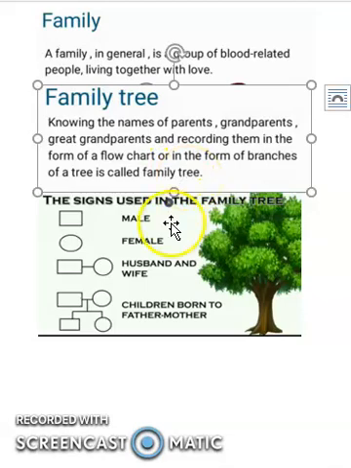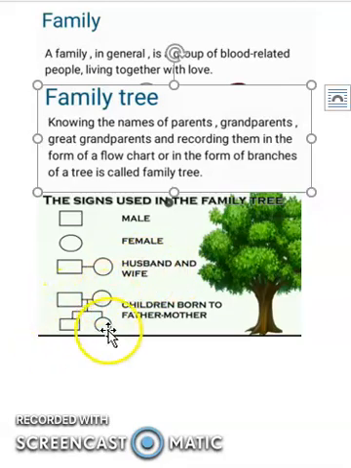Now, I'll show you how to draw a family tree. Look at these signs in the picture. A male is given a rectangle shape. Okay, a female is given an oval shape. Now, this rectangle and the oval come together to show husband and wife.